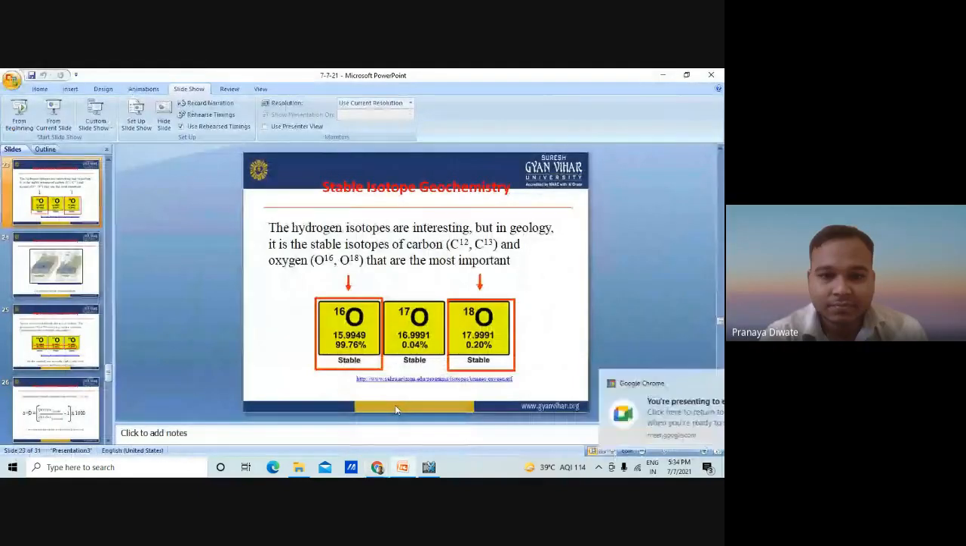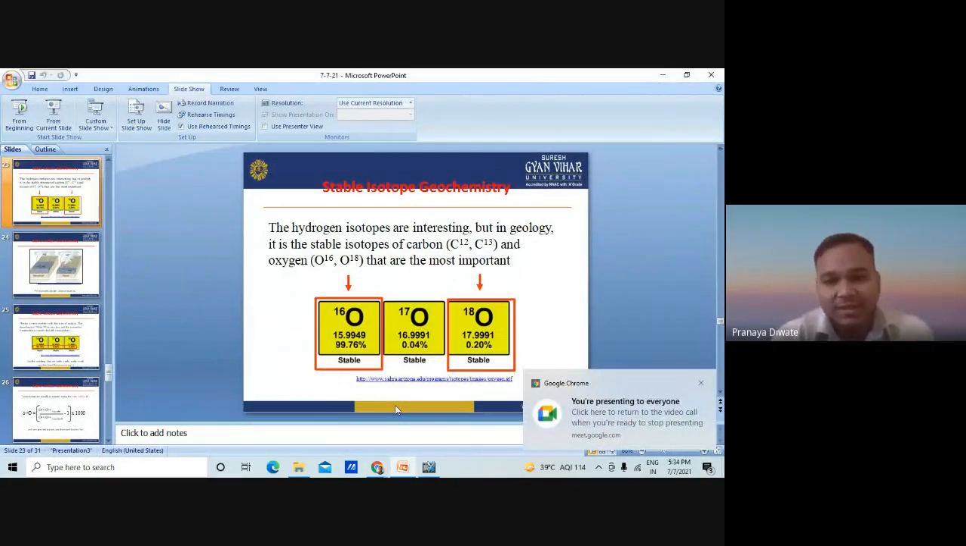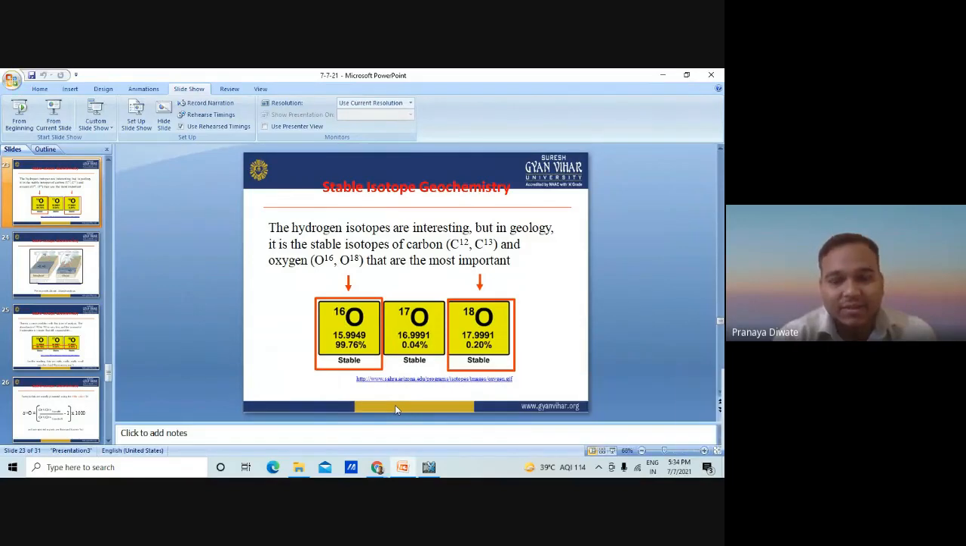So this is how you can have stable isotope geochemistry. The hydrogen isotopes are interesting ones, but in geology, it is carbon and oxygen which are the most important.